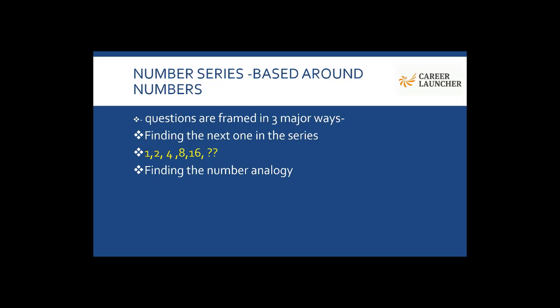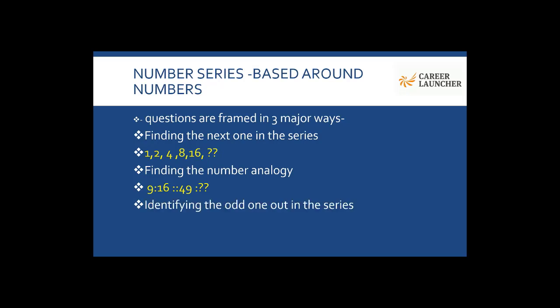The second type of variation in which a number series question is formed is the number analogy. It looks like this. We have to see that there is a certain relationship between 9 and 16, and we want to have the same relationship between 49 and some unknown number. So we have to identify that particular unknown number.